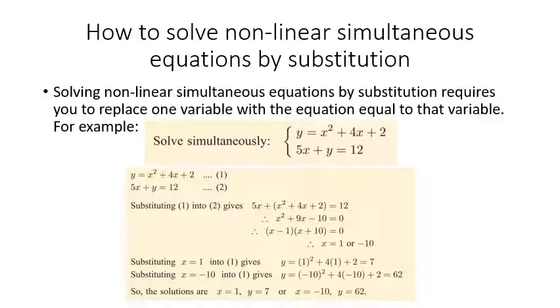Now remember that substitution requires you to replace one of the variables with an equation equal to that variable. So if we look at our example, we can see up the top we've got y equals something. So we know what y equals. And we've got our second equation here that actually has a y in it. So this y simply now is replaced in our equation with what y is. So instead of having 5x plus y, we've now got 5x plus the equation that y represents.